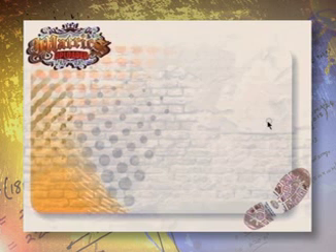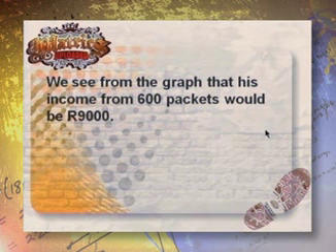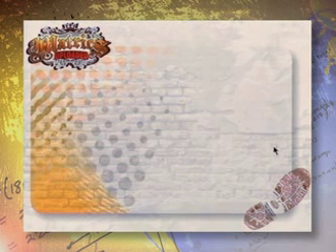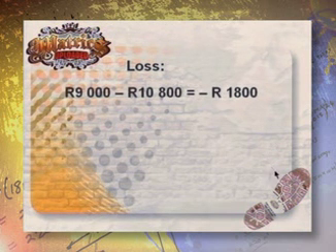Let's see what's going to happen now. We see from the graph that his income from 600 is 9,000. His expenses at 600 would be approximately 10,800. So what is his loss? 9,000 minus 10,800. Do that in a calculator, and you can clearly see that he's got a total loss.